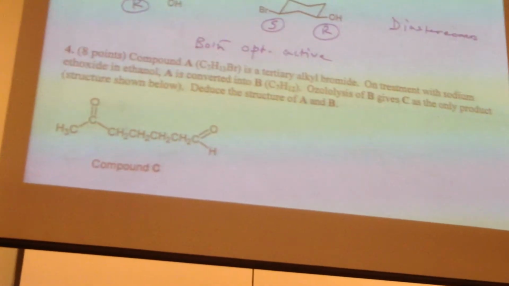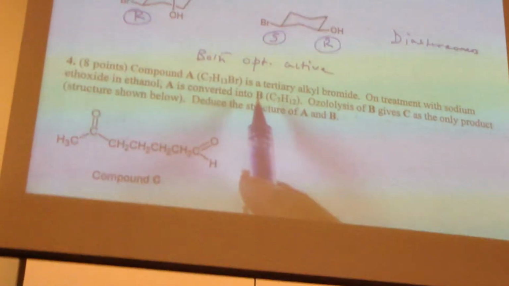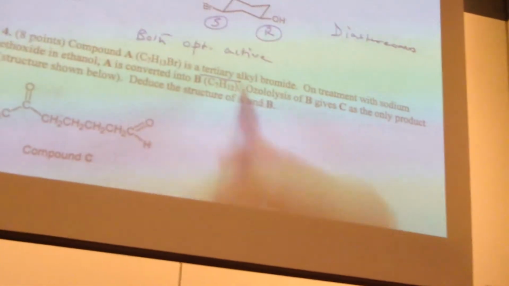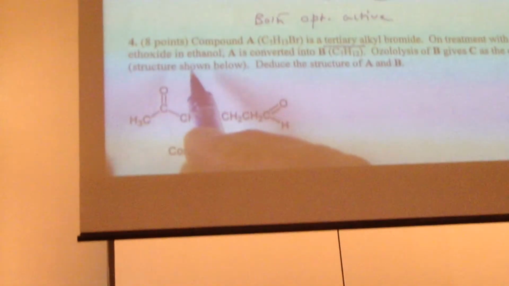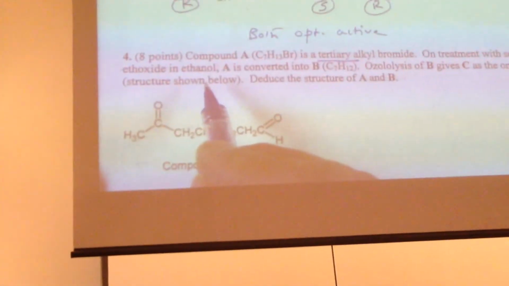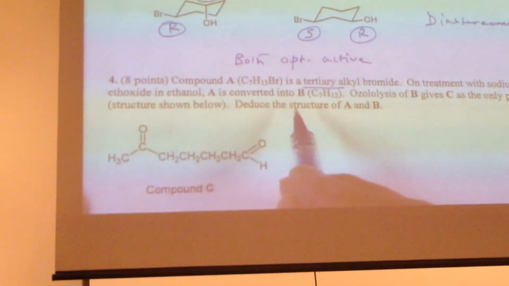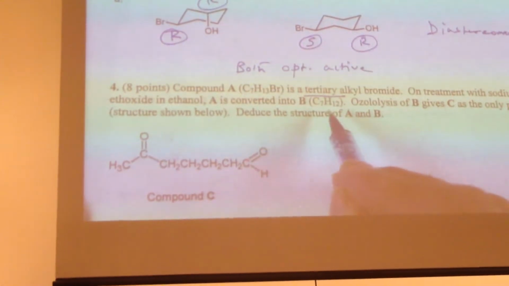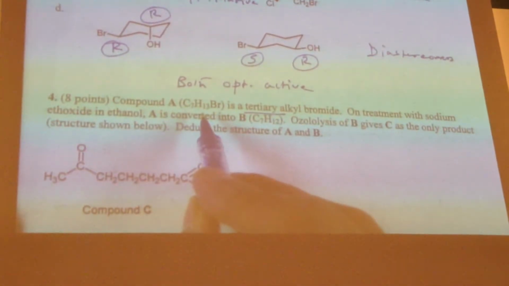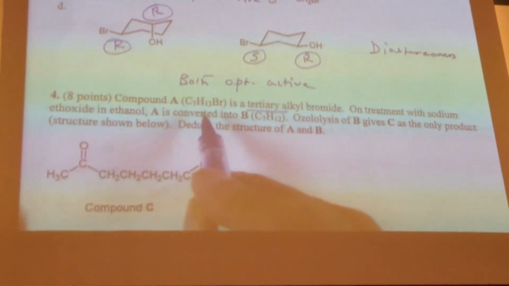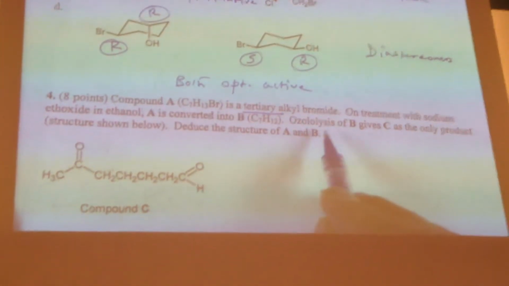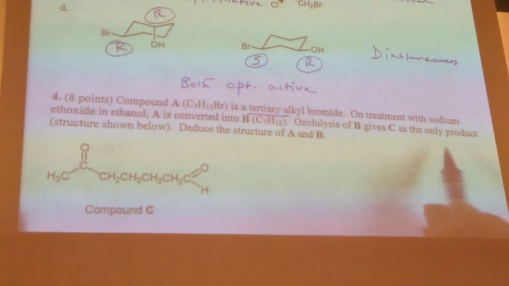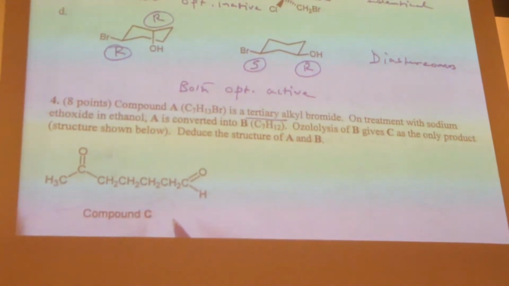Okay. The next question is the compound is a tertiary alkyl bromide, A, which on treatment with sodium ethoxide in ethanol is converted into B, which you can see has removed HBr, right? Because C6H13Br becomes C6H12. And ozonolysis of B gives C as the only product, which is shown below.